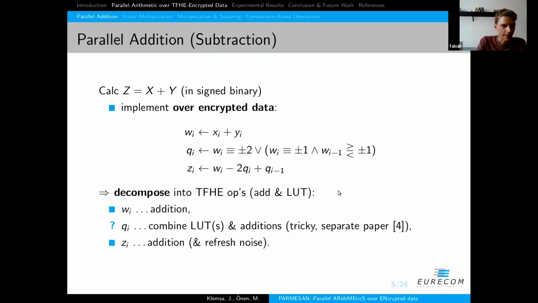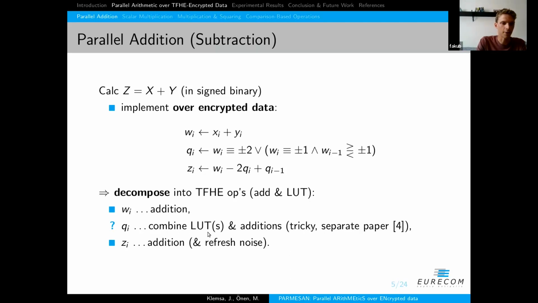So this is over plain data, and then we need to turn this over encrypted data. So we need to decompose these operations into what's supported by TFHE, so basically addition and lookup table evaluation. wi and zi are pretty simple. That's linear. For this we can use addition. Only qi is tricky.